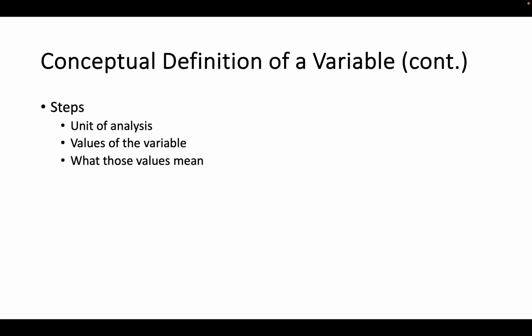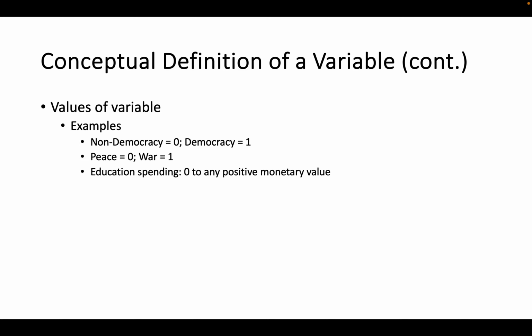Again, these steps: the unit of analysis that we're trying to identify, the values of the variable, and what those values actually mean. So we're going to move on to values of variables. Here are some examples. A country is either a democracy or it's not. Non-democracy scores 0, democracy scores 1. The absence of war is peace. So when peace is present in the world, the variable called war scores 0. And if war is occurring, then the war variable scores 1.